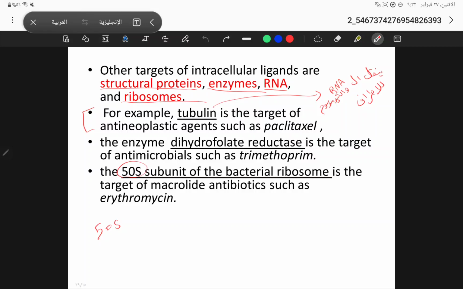فهنا أنا أيضا ما عندي ريسبتر حتى كلها هاي ممكن أن تشكل لي intracellular molecules or intracellular target for my intracellular acting drug. فإذا it could be enzyme or molecules or RNA or ribosome.